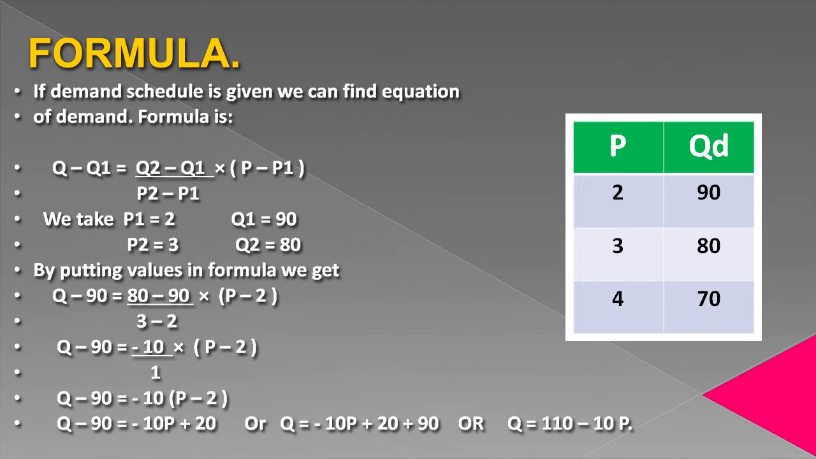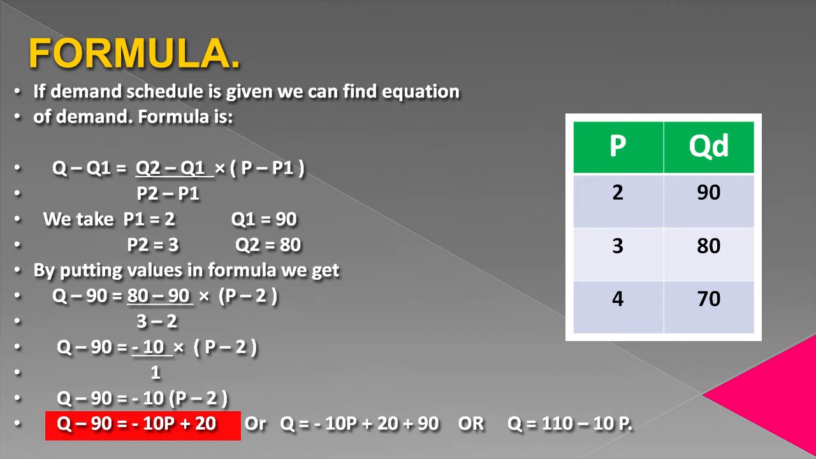Now by putting values in the formula, we get Q minus 90 equals 80 minus 90 divided by 3 minus 2, into P minus 2. Then Q minus 90 equals minus 10 over 1 multiplied by P minus 2. After further solving, we get Q minus 90 equals minus 10 into P minus 2. In the next step, we get Q minus 90 equals minus 10P plus 20.